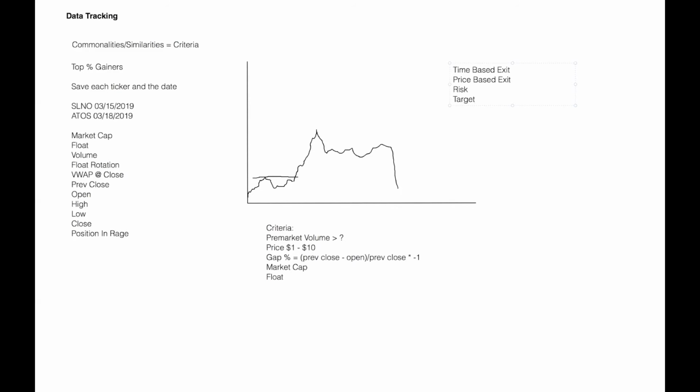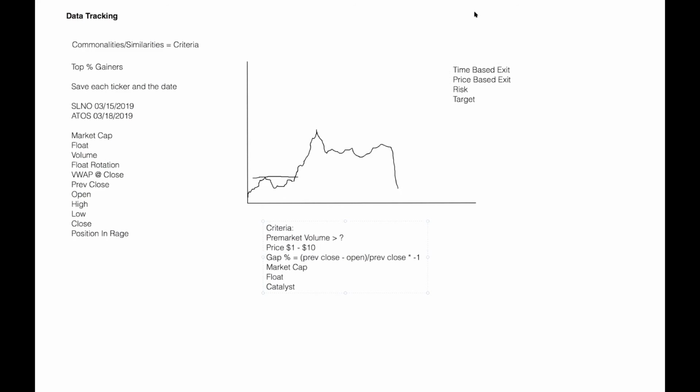And what I mean by time-based is, let's say that this overall pattern, when it breaks this pre-market high right here, and it has this market cap, this float structure, this gap percentage. Oh, and let's go ahead and add in here that it's got some form of a catalyst.